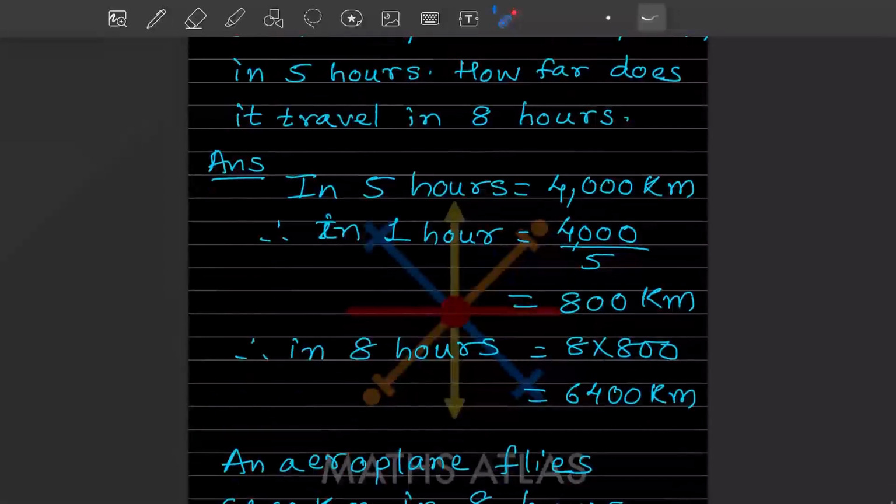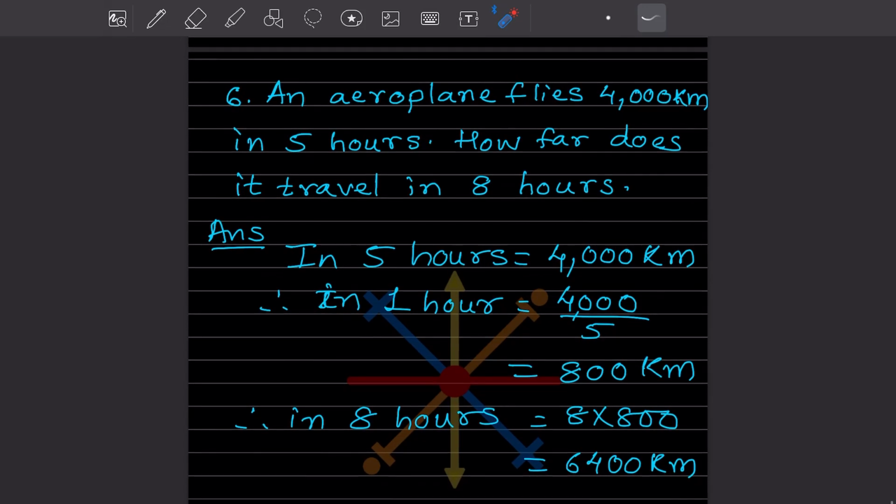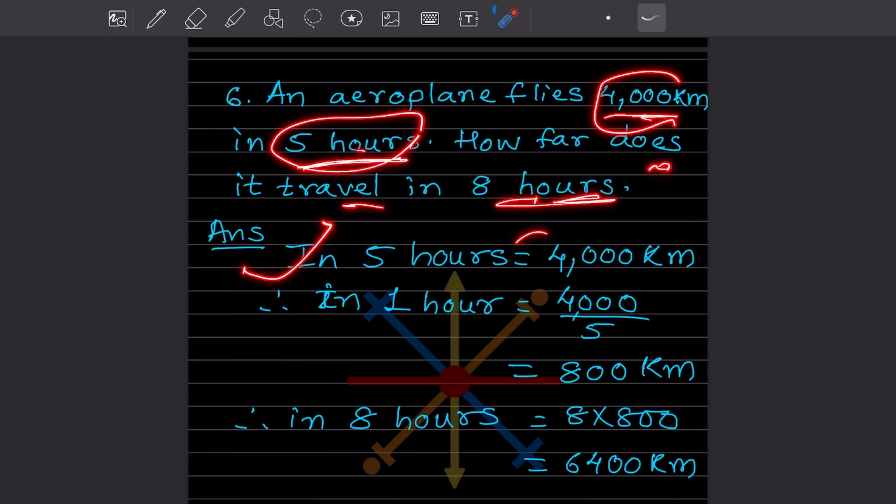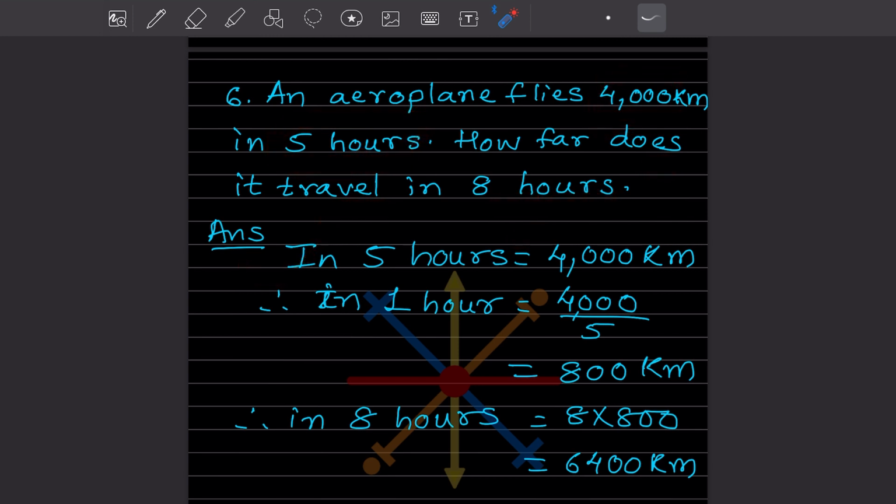And now we will do one more problem of the same type. Now look here. An aeroplane flies 4,000 kilometers in 5 hours. How far does it travel in 8 hours? So in 5 hours, that is 4,000. First thing we'll find out is for 1 hour. When you cross multiply, 1 into 4,000 is 4,000, and this goes in the denominator. When you divide this, you get 800.